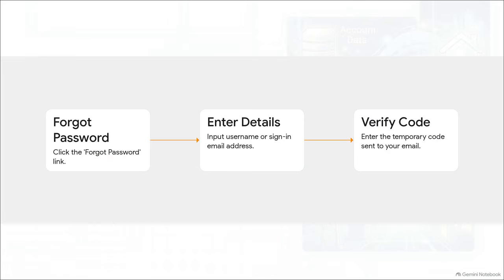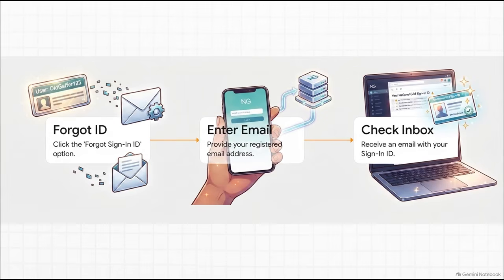So if it's just the password that slipped your mind, you'll click the Forgot Password link on the login screen. It'll ask you to enter your username or sign-in email address. Then, to make sure your account stays totally secure, National Grid sends a temporary verification code to your email. You just punch in that temporary code, create your new password, and you immediately have your dashboard and your account number back.